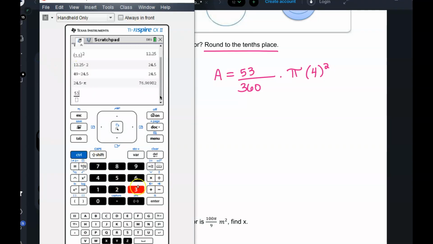Are we going to be allowed to have a calculator? Yeah, for these types of questions, you would have a calculator. Is there a part of the test that we can't have a calculator? No, this you would have a calculator for.